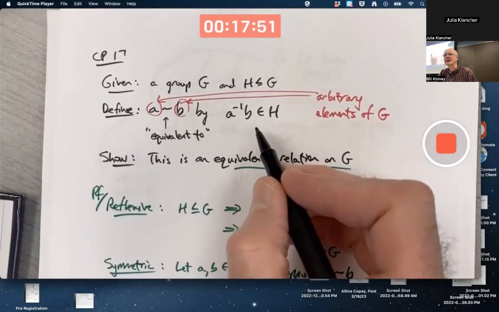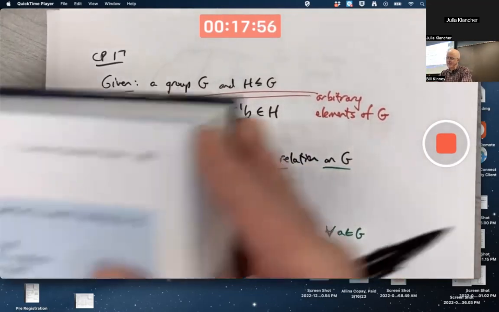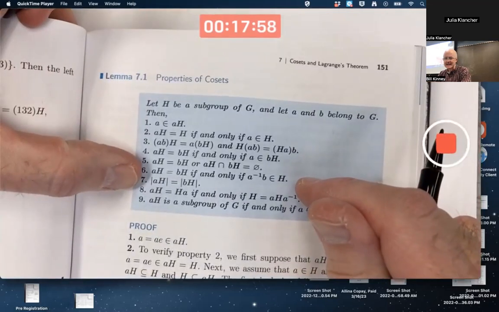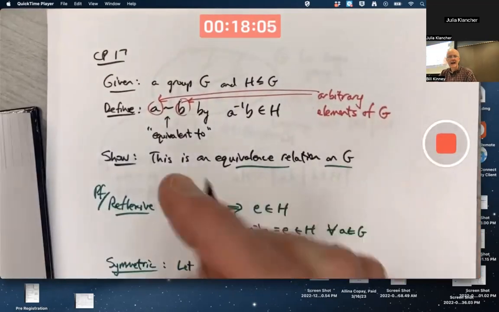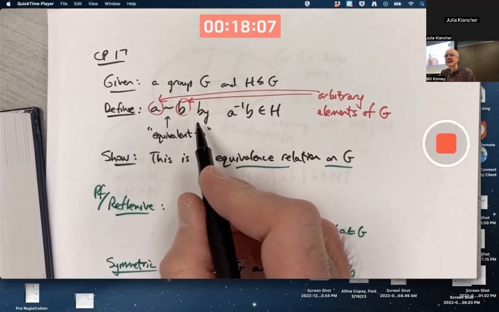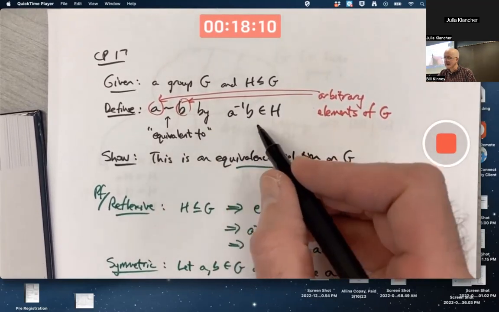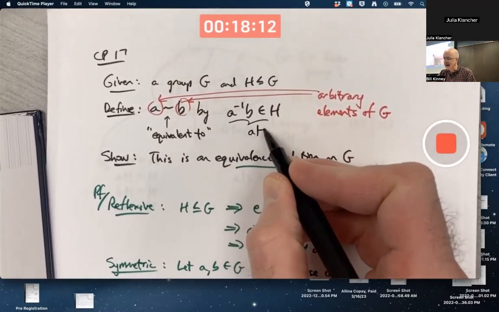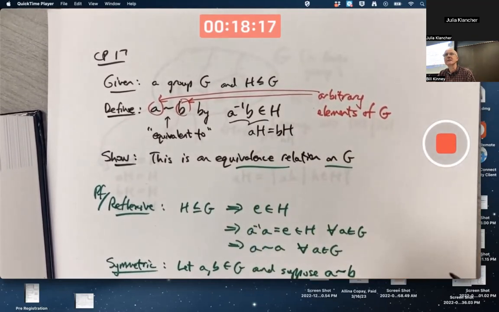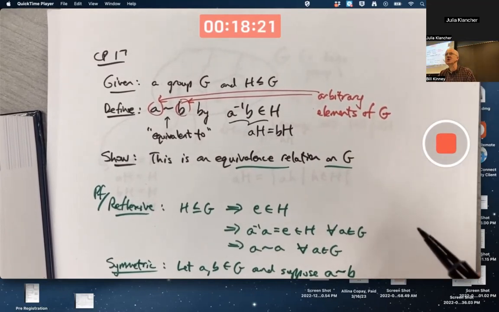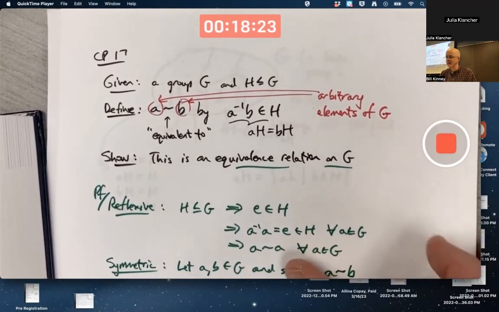But there's nothing about cosets here. By property 6, I could have written it in terms of cosets. I could have said A is equivalent to B if AH equals BH. I could have written it that way. And the partition that this equivalence relation generates is exactly this one that I'm picturing here.